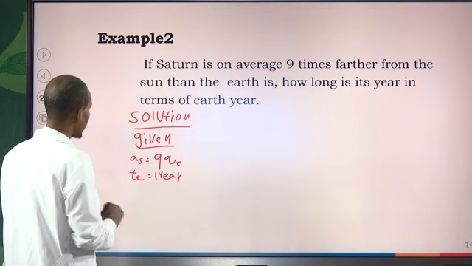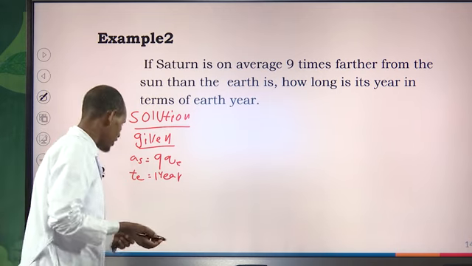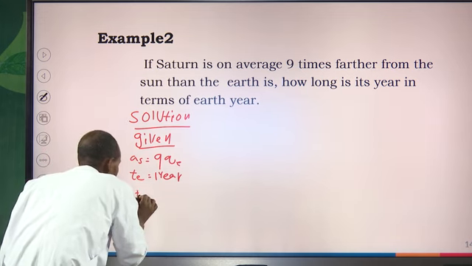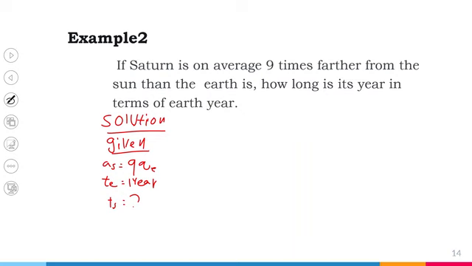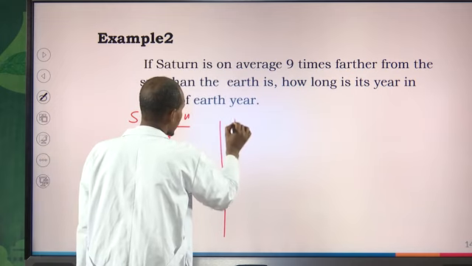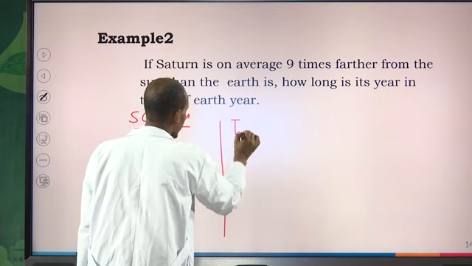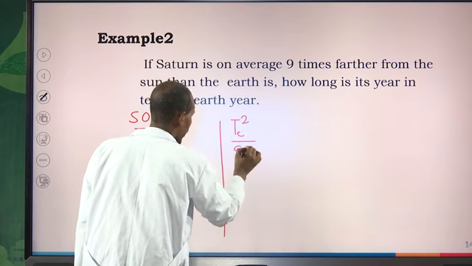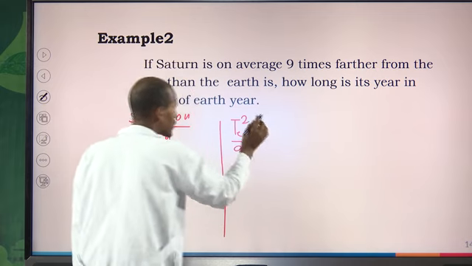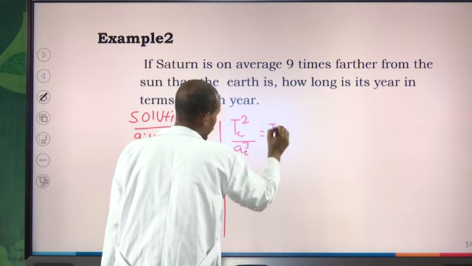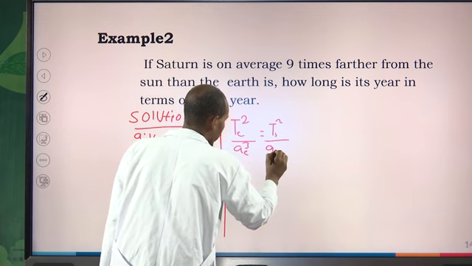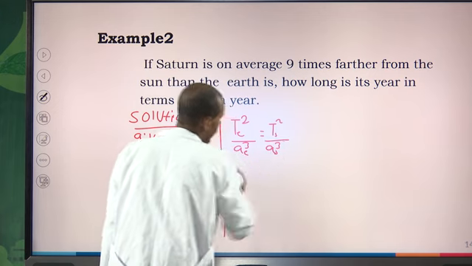You can say the average distance of the Earth is AE. Then what is required is the time period of Saturn. We can apply Kepler's third law to find this. That means T of Earth square over the average distance of Earth cube is equal to the time period of Saturn square over the average distance of Saturn from the Sun cube.